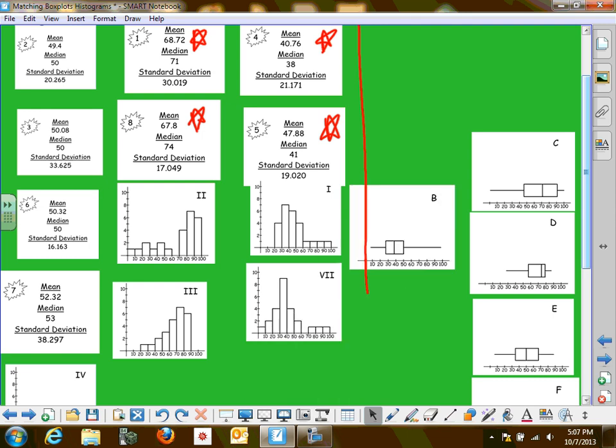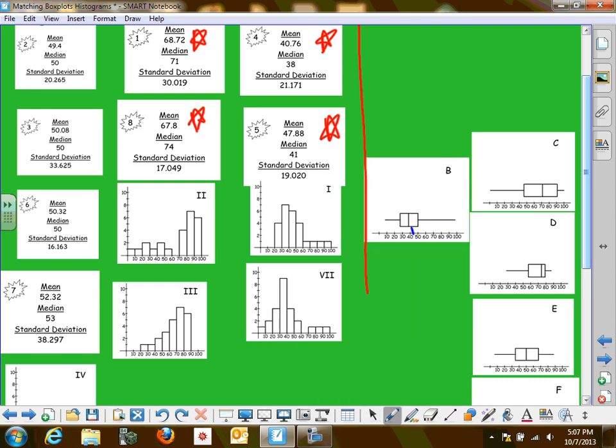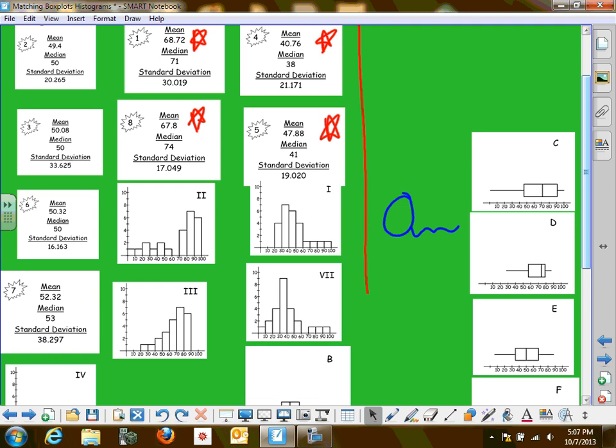B is a little more skewed right, and here's why. Because I see this is a longer amount, so that's going to be more spread out. This is more condensed over here to the left. So I see that as being more on the skewed right side.